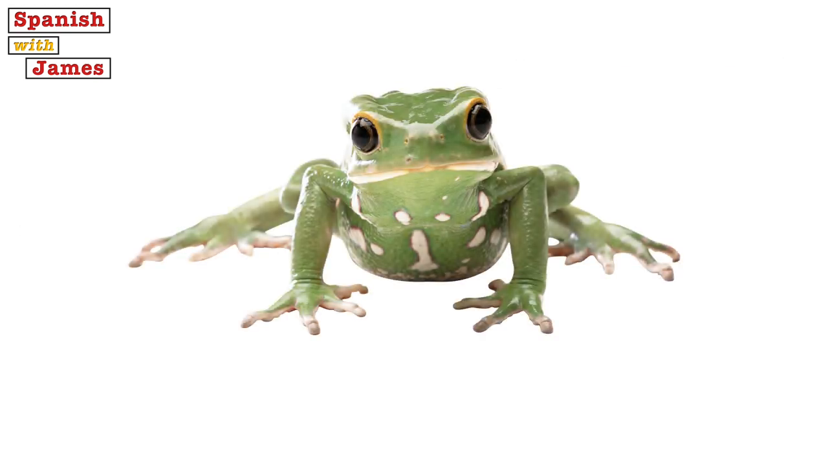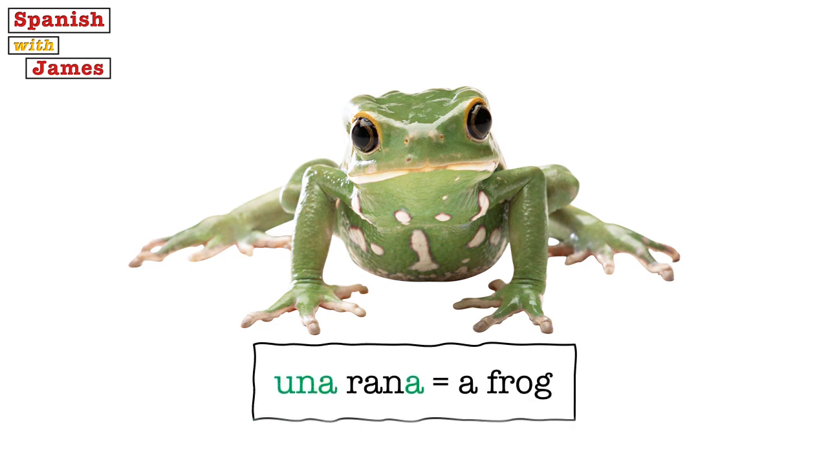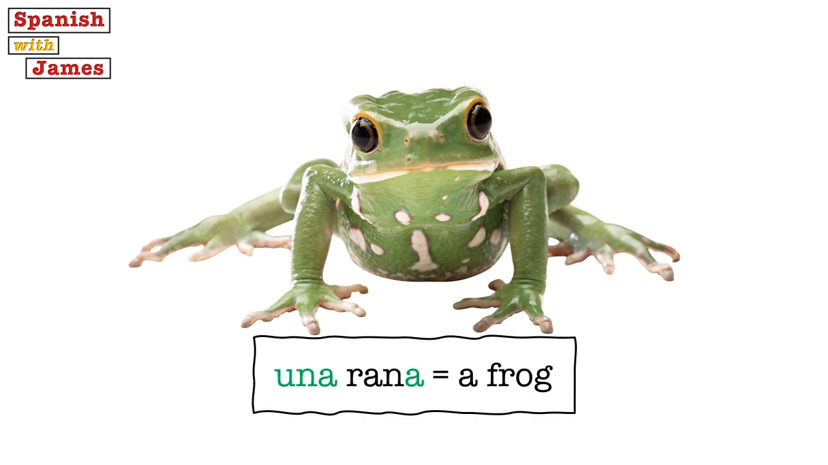The next few words we're going to look at are feminine words. Una rana. Una rana, a frog. So it ends in a, a good indication that it's a female or a feminine word, and the article we use, the word for a, is una. Una rana.